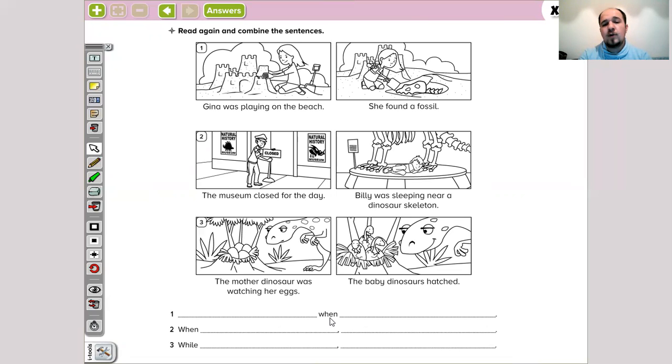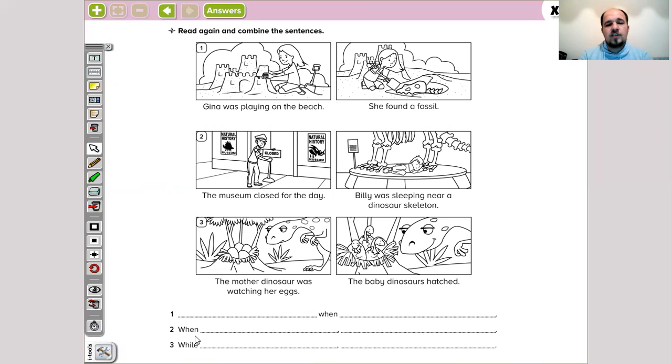When. After when we use past simple. So this sentence has to be past simple. And the rest is, of course, past continuous. Let me write them. Now I will just tell you and then show the answer. Yeah, Gina was playing on the beach when she found a fossil. Because we use when before past simple.